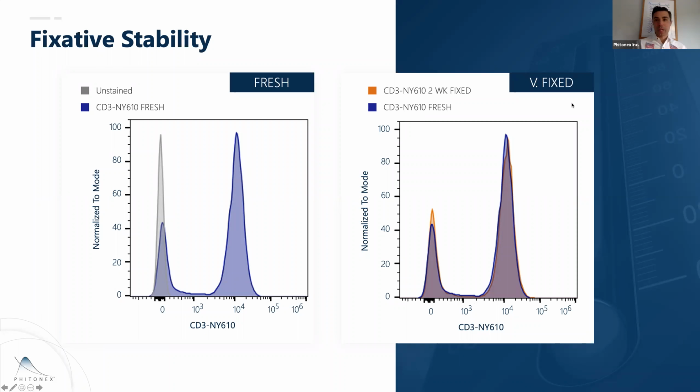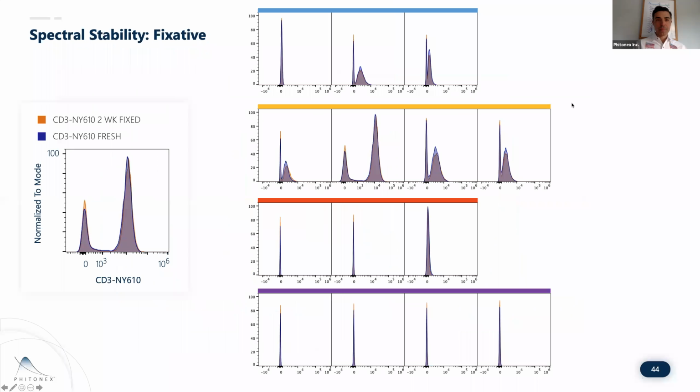We haven't run this on an Aurora yet, but we did look at this on the Attune, because the question we kept having was, well, how does it look spectrally, right? First pass on the Attune, the answer is it looks spectrally stable as well. So you'd be able to fix and come back. So yes, we need to run this on an Aurora for sure, or at some point we might get access to an ID7000, which I think is just fun from a fluorophore perspective, because then you could look at the entire profile and say, okay, how spectrally stable are these under different conditions? But our first indication is that they're incredibly spectrally stable in fixative.